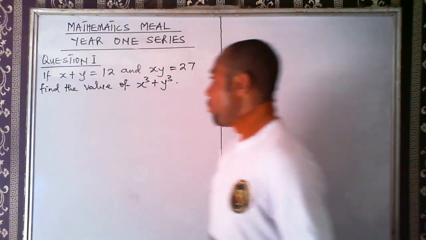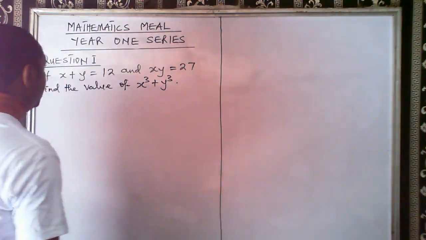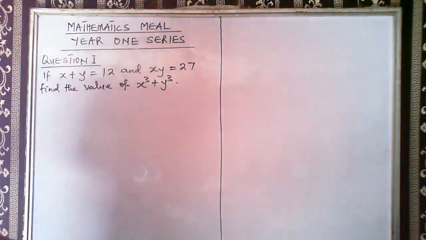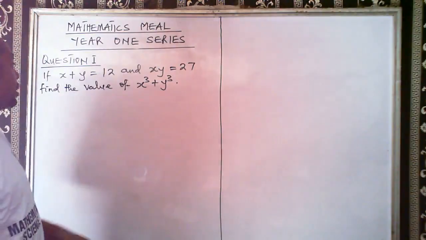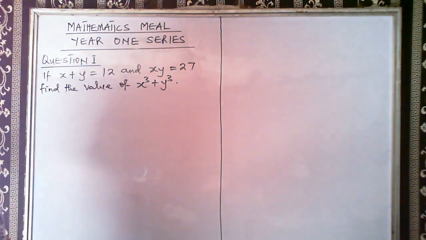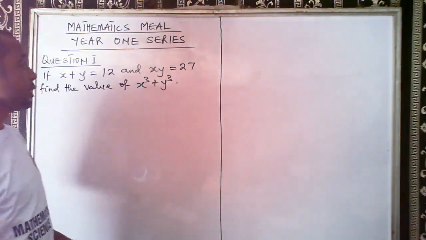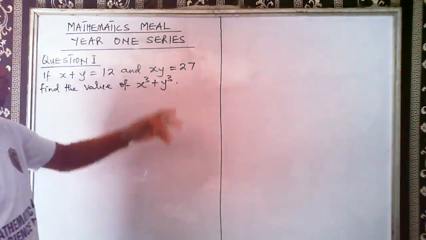Okay, now we have the first question we want to consider. If x plus y is equal to 12 and xy is equal to 27, we have to find the value of x raised to the power 3 plus y raised to the power 3. That's x cubed plus y cubed.